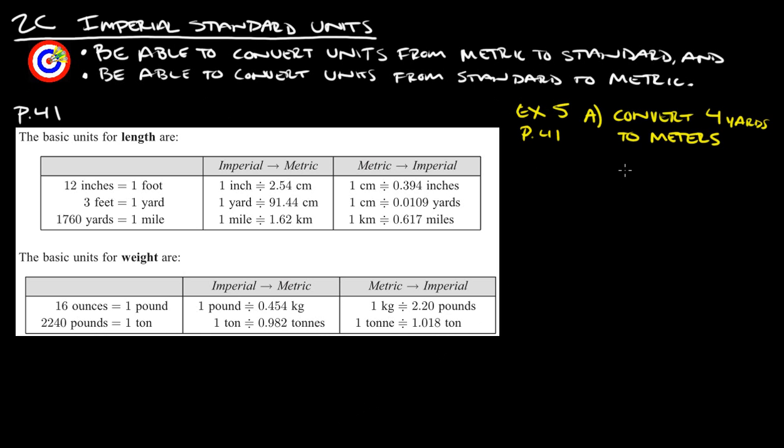Part A says convert 4 yards to meters. Looking up here, we've got yards to mile, and then yards to centimeters. We don't have anything from yards to meters. So let's first at least convert from imperial to metric. Imperial is what we call standard. So let's take our 4 yards and turn it into centimeters.